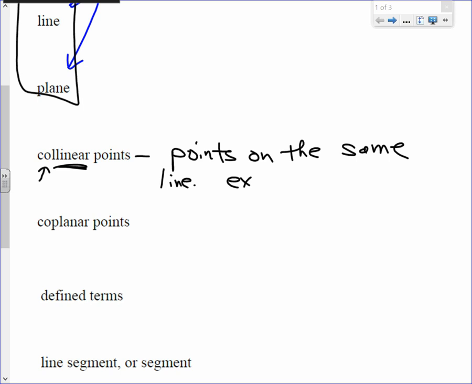Example. I'm going to draw a line. P, Q, R.